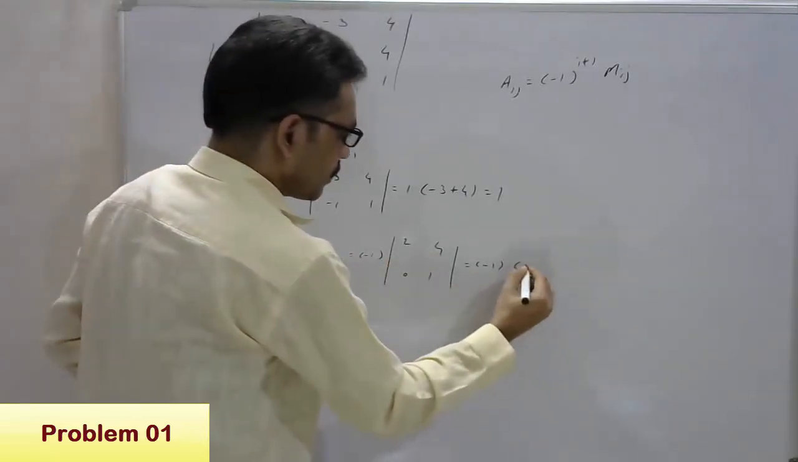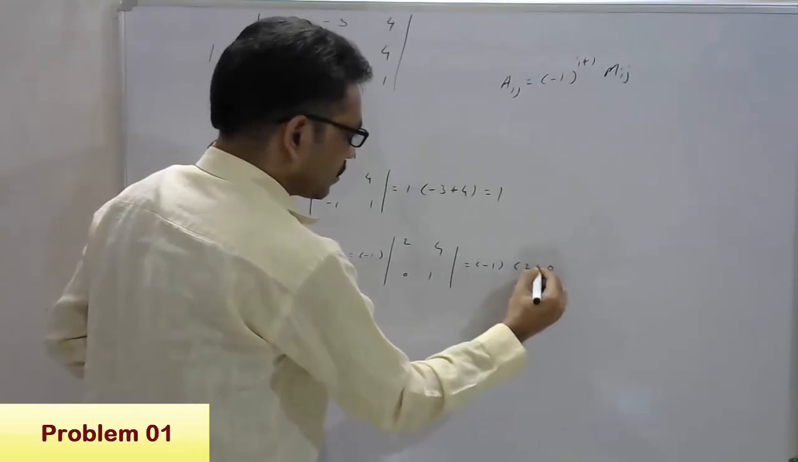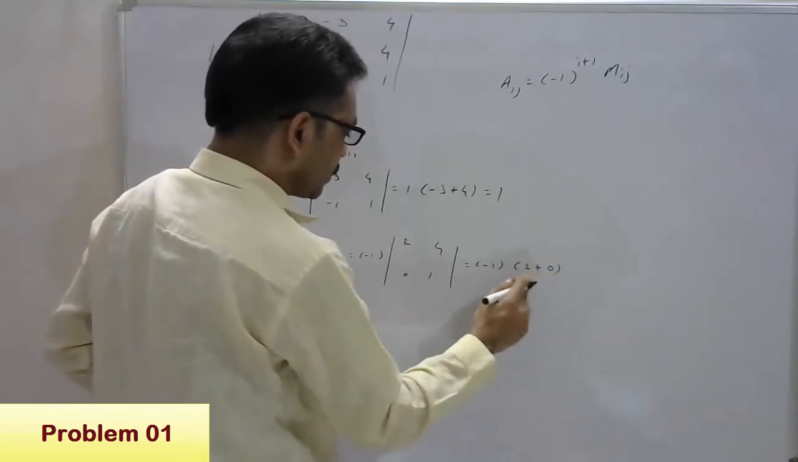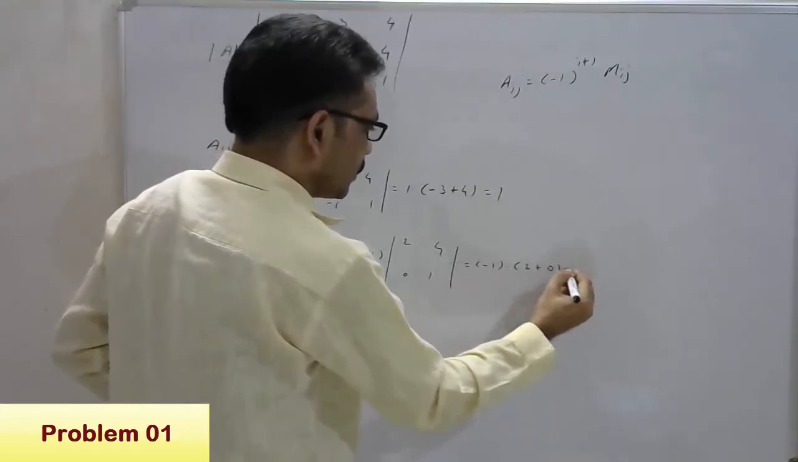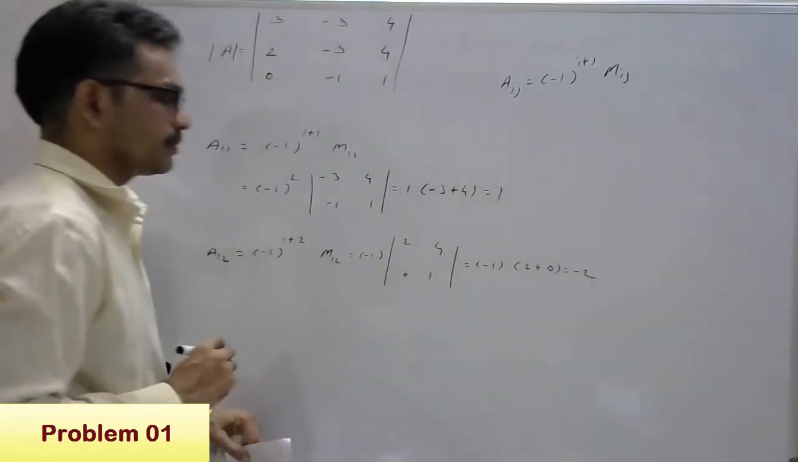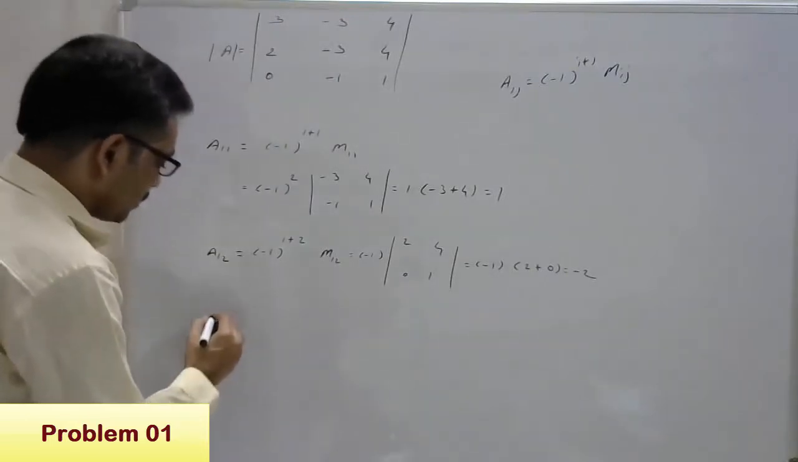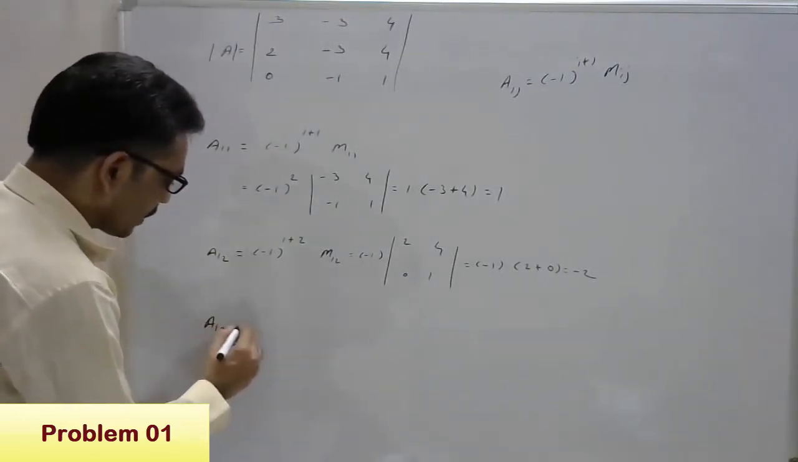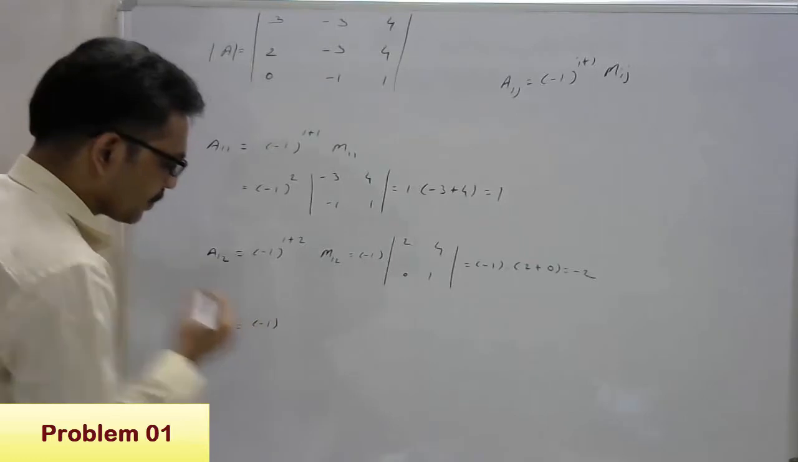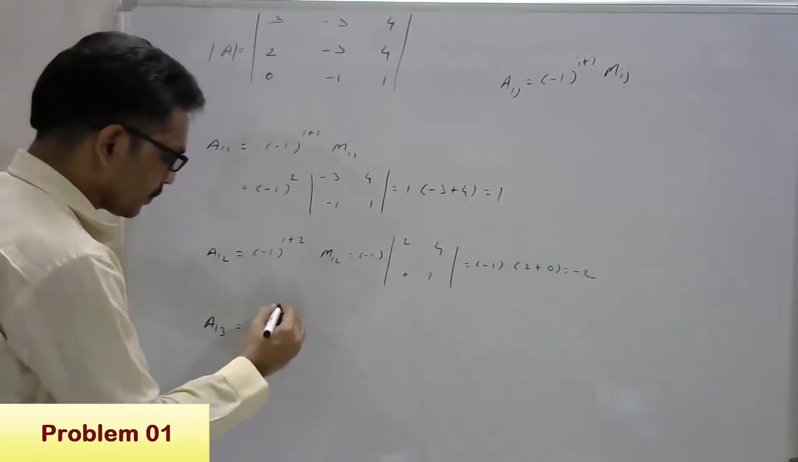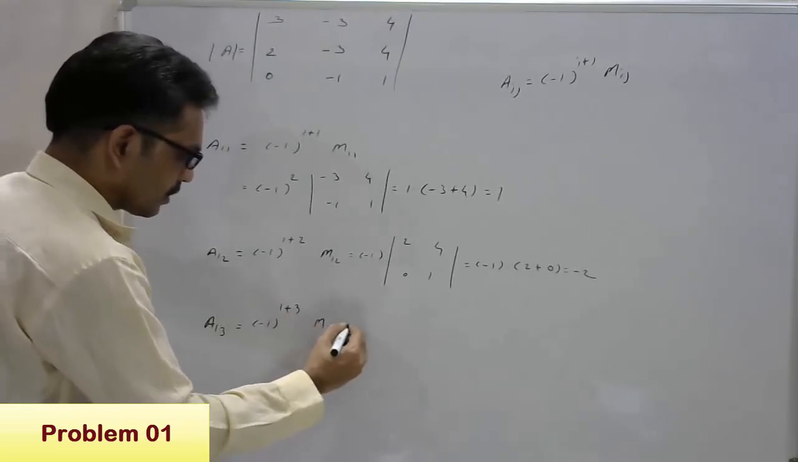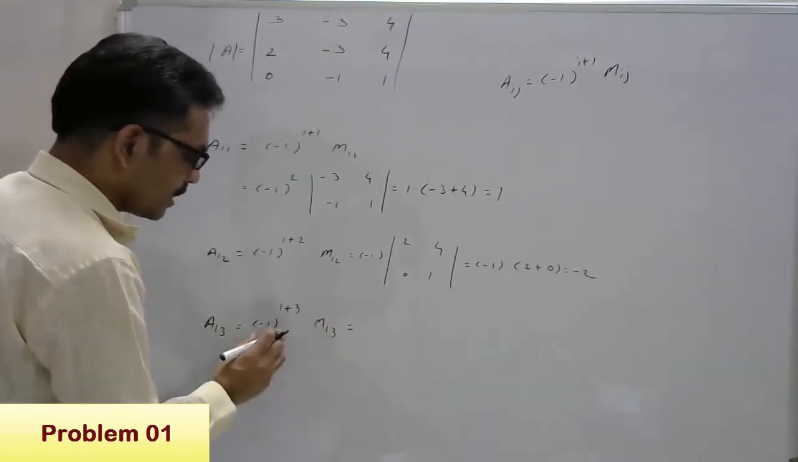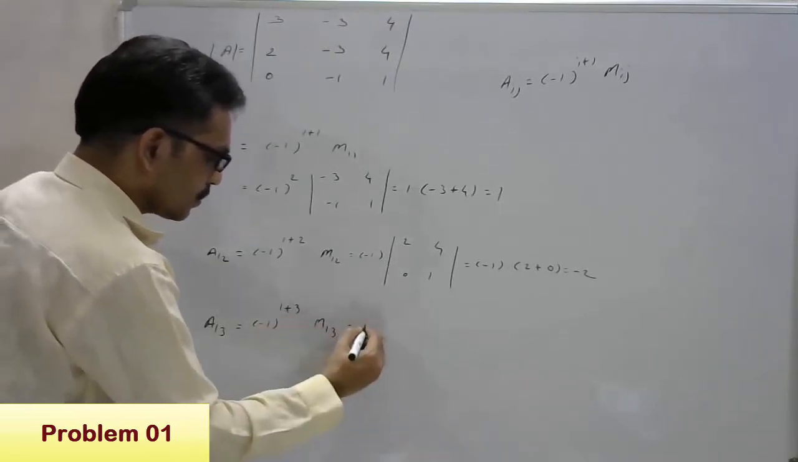Then this is equal to 2 minus 0, then 2 plus 0, which is equal to minus 2. Now the third element A13. A13 is equal to minus 1 raised to 1 plus 3 into the minor M13, which is equal to minus 1 raised to 4, then this is equal to 1.